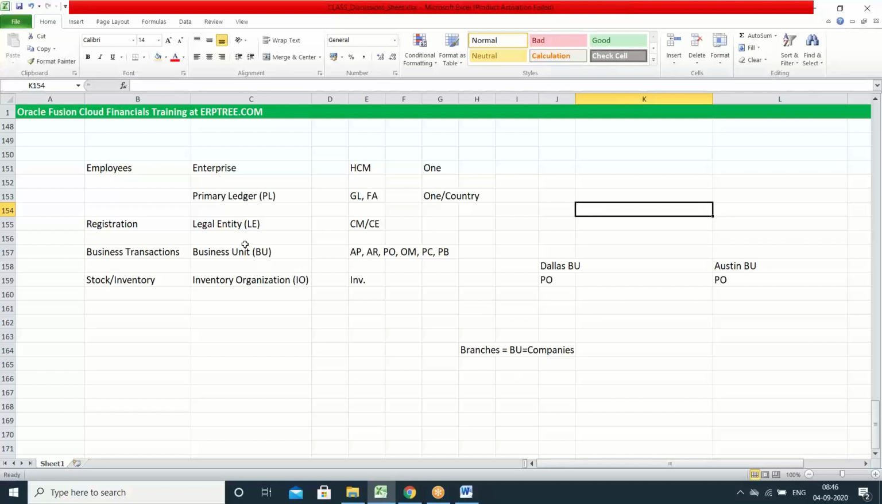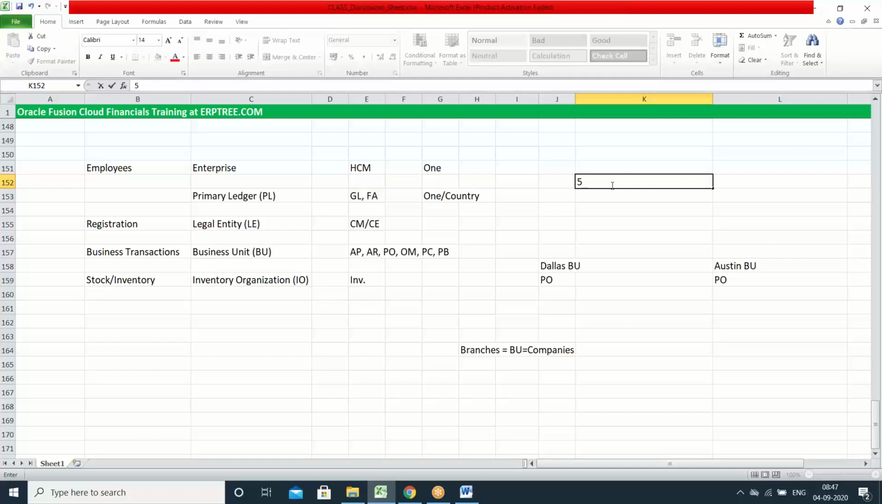That is a point. So when we create the business units in the system, I'll say the client is running the business in 5 countries. In 5 countries, the client is running the business. Tell me how many business units are required.